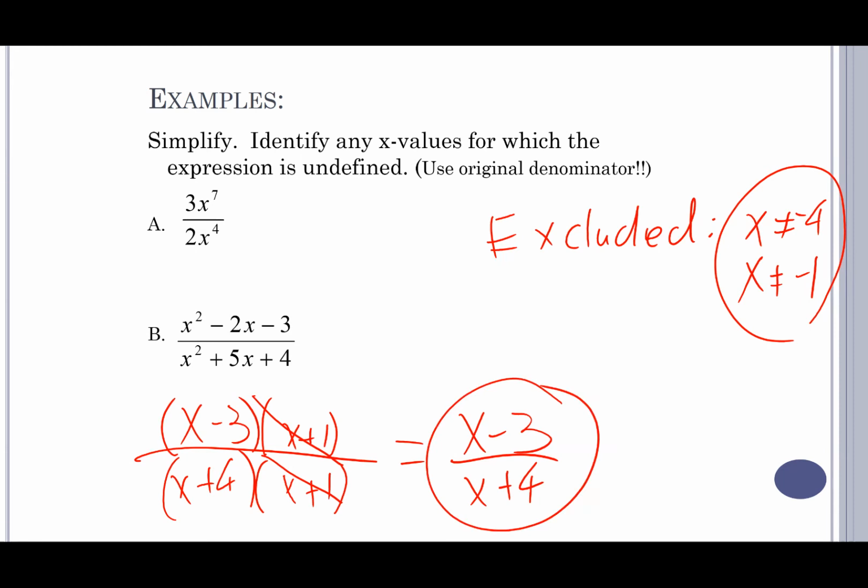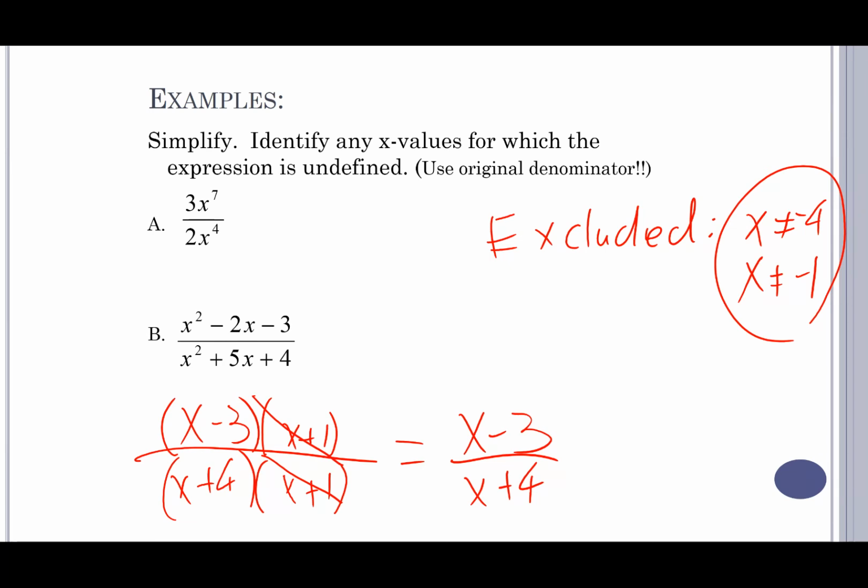Now you cannot cancel anything else out here, because remember, you cannot cancel these x's because that x belongs with the minus 3 and this x belongs with the plus 4. If you were going to cancel anything else out, they'd have to be the exact same binomial. X minus 3 is only going to cancel if there's another x minus 3 it cancels with. Same thing with the x plus 4. X plus 4 is only going to cancel if there's another x plus 4. And obviously there isn't, so that's as good as it gets.